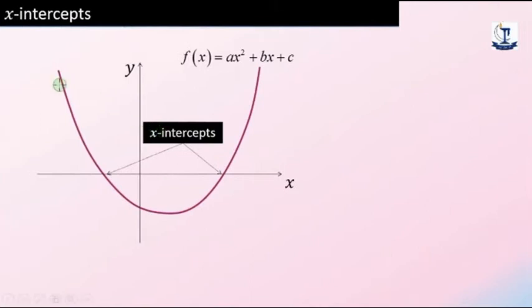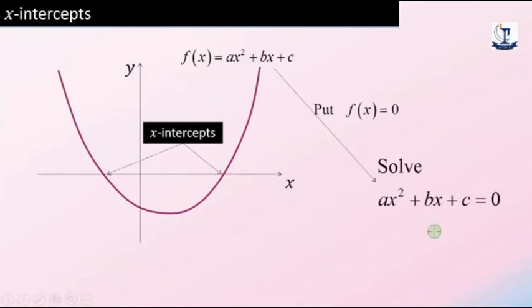X-intercepts. These are the points where the graph cuts the x-axis. To find these points, we need to put f of x is equal to 0. Hence, we have a quadratic equation. By solving this quadratic equation, we may have these 2 points.